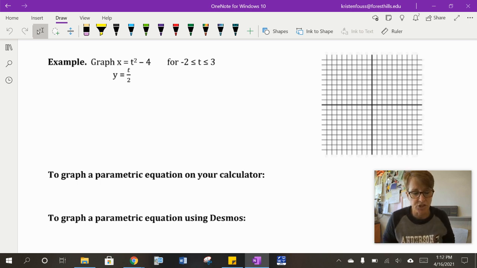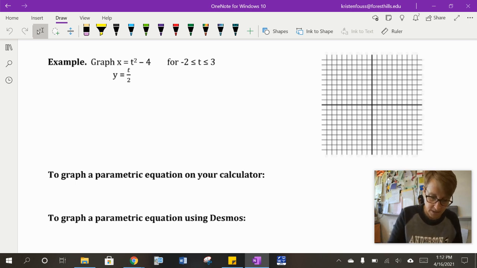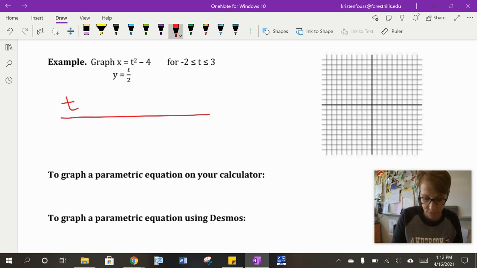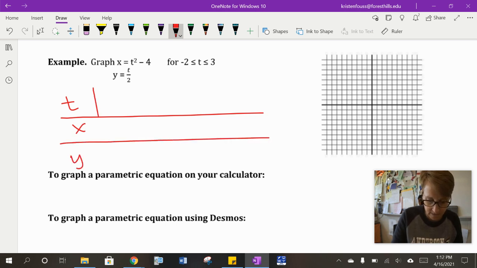Now, when I set up my t chart, I usually do it horizontally because I don't want to take up all the space with a vertical t chart. So I'm going to set up my t chart. There's t. So I need something for t, we'll need a value for x, and we'll need a value for y. It's even bigger than normal, right?